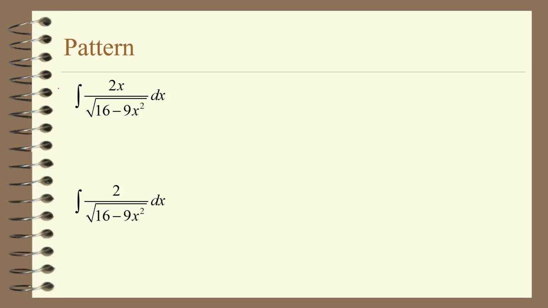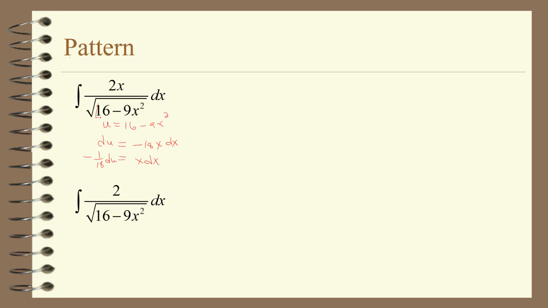Notice these two integrals look very similar to each other, but they'll have very different substitutions. In the first one, I would say u should be 16 minus 9x squared, because then du will equal negative 18x dx, and I'll solve for what I need. See the x dx, that's what I need right here. The 2 I don't worry about. So that's negative 1/18 du is equal to x dx.